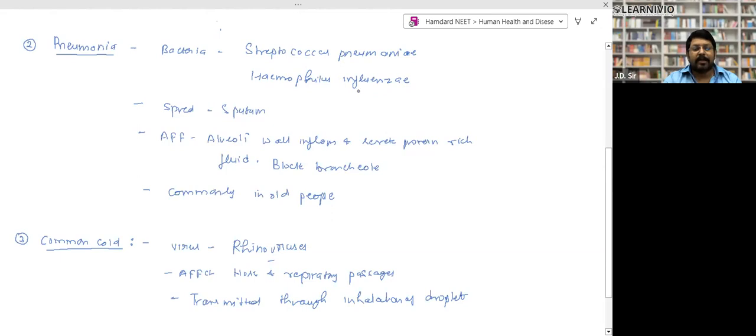These are the two bacteria, and either of the two is responsible for pneumonia, and it is spread through sputum, meaning spitting here and there. So that's how it is spread.